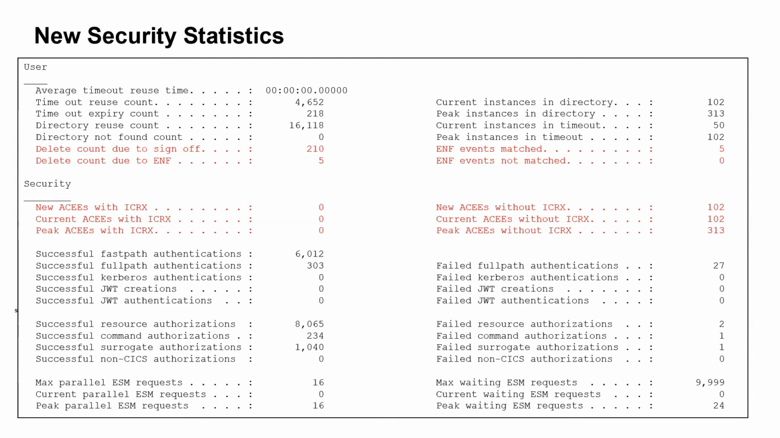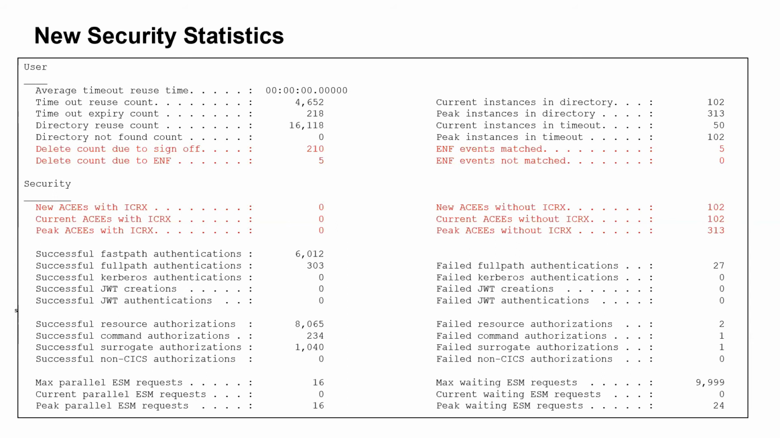Not all ENF events relate to user IDs that are known by the CICS region, so we indicate how much noise is received in ENF events. And we also indicate how many ACEs, how many user tokens were deleted as a result of sign-off, and how many were deleted as a result of an ENF event.